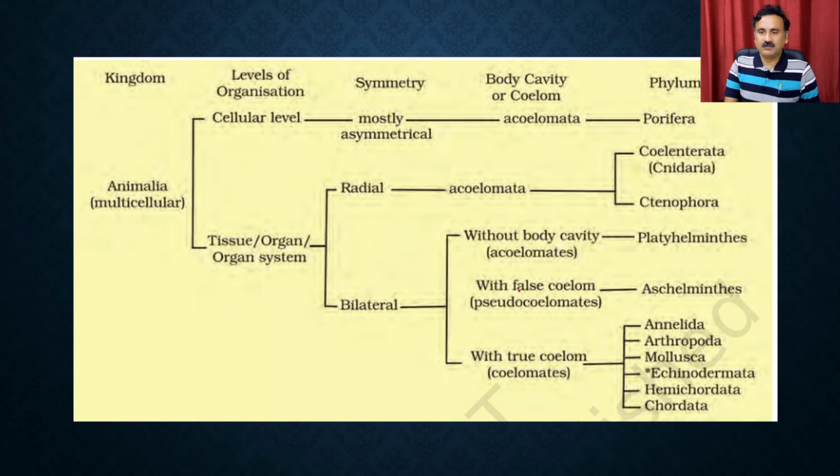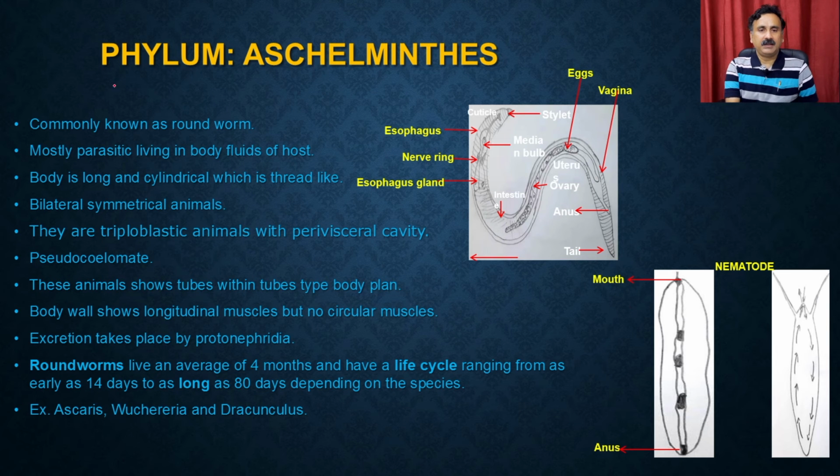Now let's move to the next, which is the false coelom, or the pseudocoelomate. The examples are Aschelminthes, or the worms, which are commonly known as the roundworms. Roundworms are mostly parasitic, living in the body fluid of the host. The body is long and cylindrical, which is thread-like. It is a bilaterally symmetrical animal. They are triploblastic animals with a pseudocoelom, which means it actually has a false cavity.